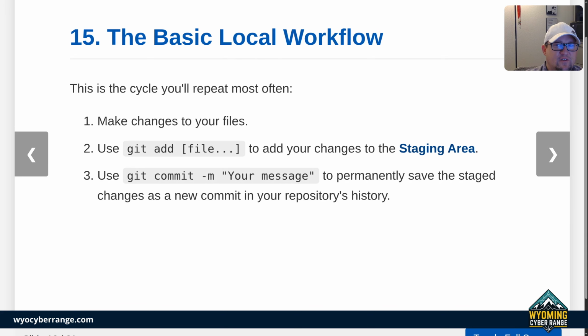Now, the process of saving your work in Git is a two-step process. And you'll have to know how to do this because you're going to repeat this constantly. First, after you've made some change in your files, you'll use the git add command. This is going to move those changes into what we call a staging area. This is going to tell Git what changes you want to include in your next commit. Second, you'll use git commit. And hopefully you're using your -m flag because you're going to provide it a message. This is going to take everything from the staging area and permanently save it as a new commit in your repository's history.